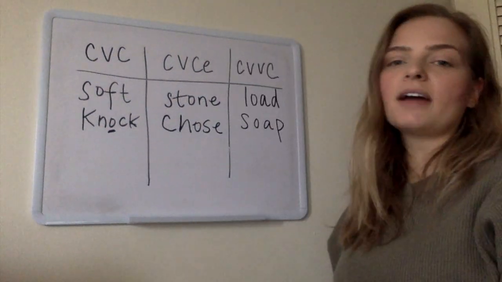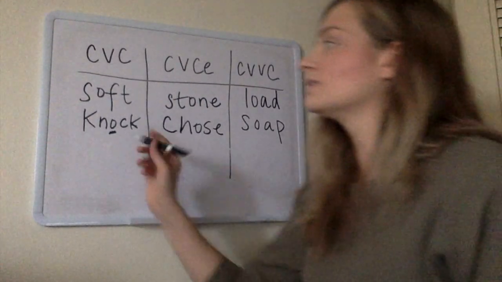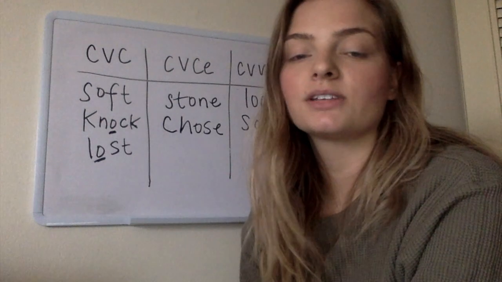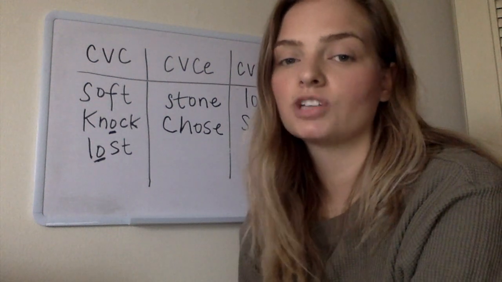Nice job. Your next word is lost. Awesome job. So the word lost does go under our CVC spelling pattern column. It goes under there because we notice that our O makes a short vowel sound. It sounds like lost. We don't have an E at the end, doesn't tell us the vowel to say its name. We don't notice our vowel team. It belongs under the CVC spelling pattern column. Awesome job. Your next word is drove. Which column do you think that would go under?